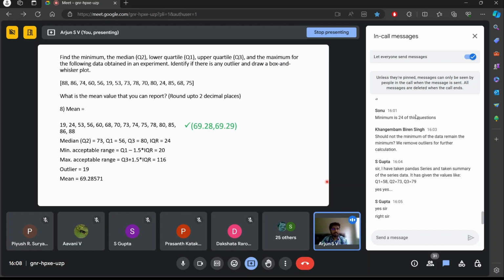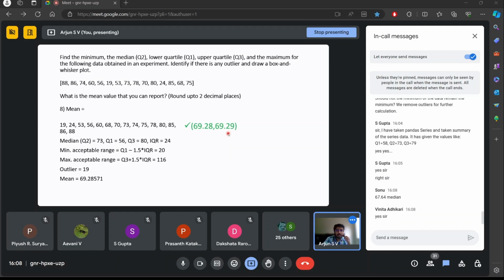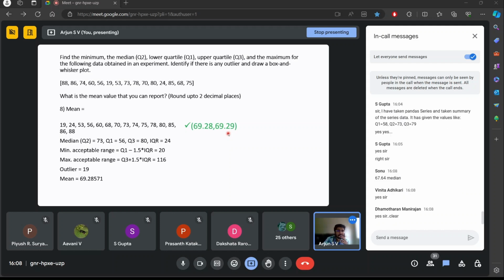I hope everyone is comfortable with the concepts of Q1, Q3, interquartile range and mean. So we'll go on to the next question, which deals with the propagation of errors. I don't get the 67.64 for the median. I think it's 70 only, because there are only 15 observations.